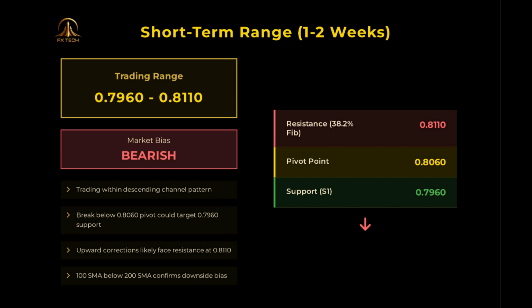The technical setup is clear. The 100 simple moving average below the 200 simple moving average confirms the downside bias. Traders should watch for reversal signals at these key levels and practice proper risk management.